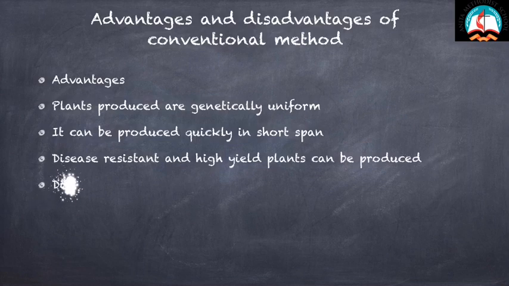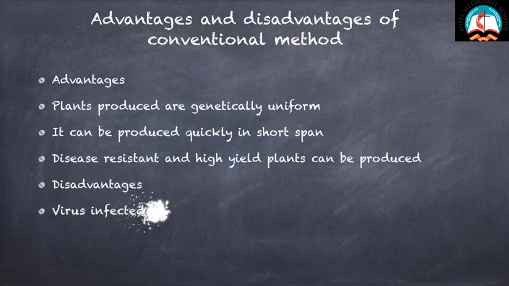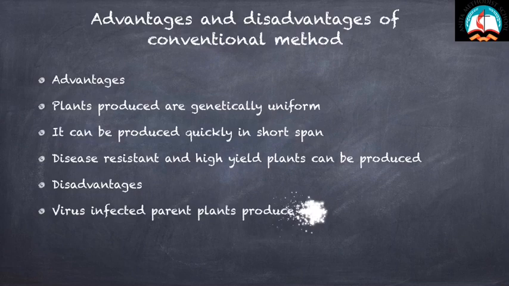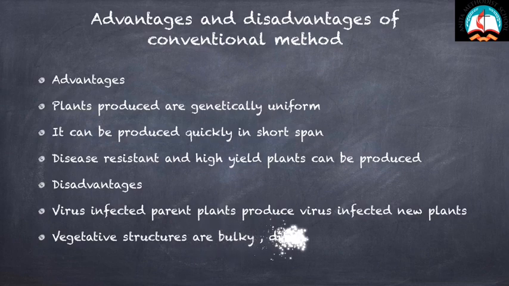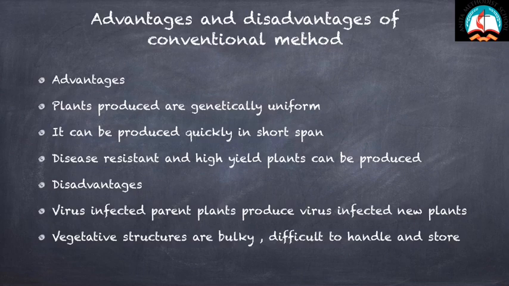The disadvantages are that a virus infected parent plant produces only virus infected new plants. The vegetative structures are bulky, difficult to handle and store for a long time. These are some of the disadvantages and advantages of the conventional method. Let us go to the next method called the modern method.